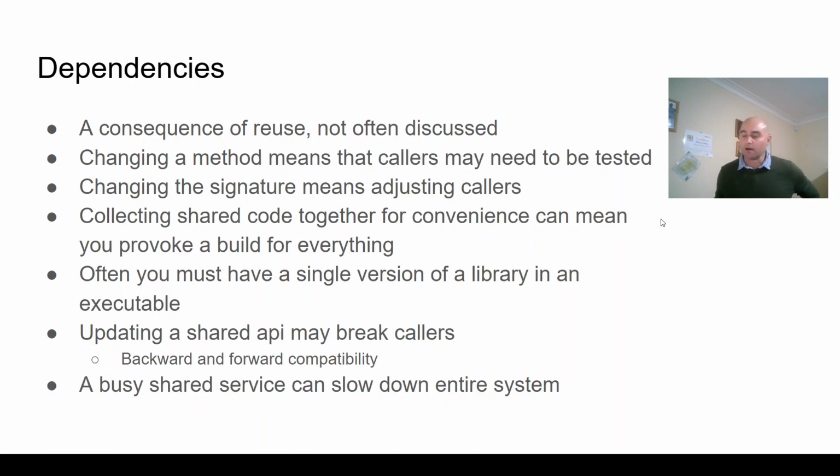Dependencies. These are often not introduced deliberately. They're sort of a consequence of reuse or of technology choices. And what might that look like? Well, if you change a method, you might not change the signature, but if you change the body and you change the behavior of it, it might mean that you affect one of the callers. If you do change the signature, well, absolutely, you will have to change your callers.